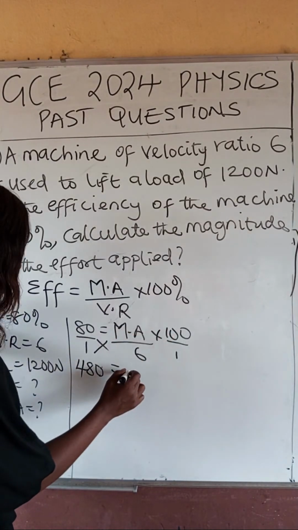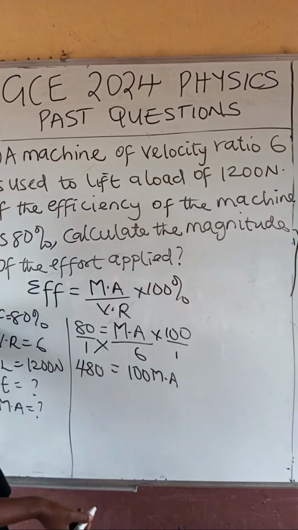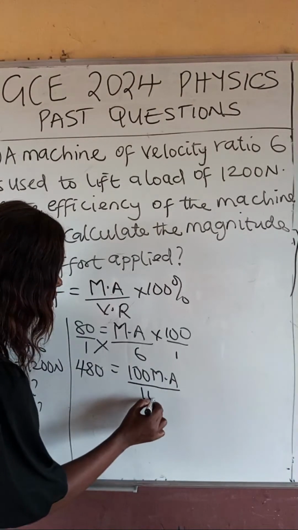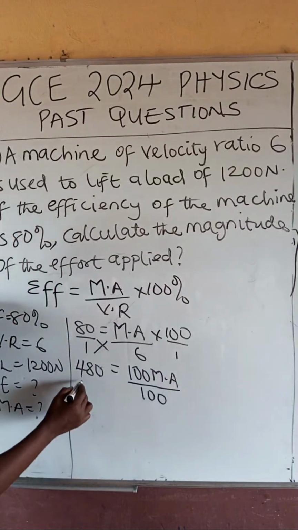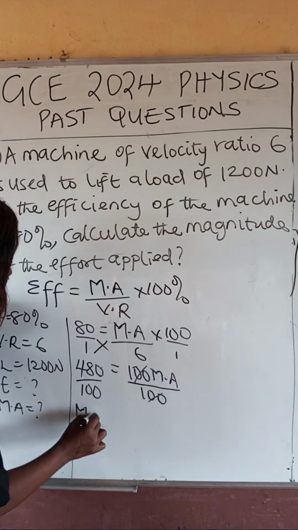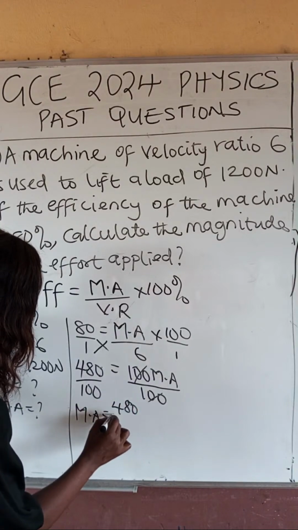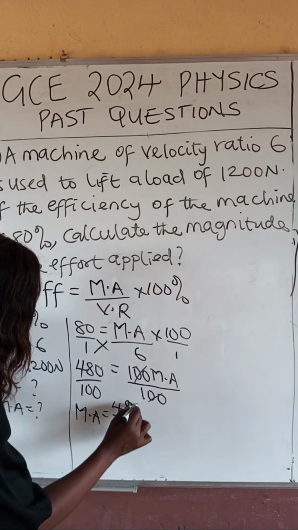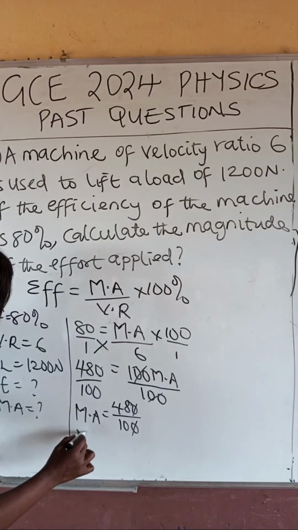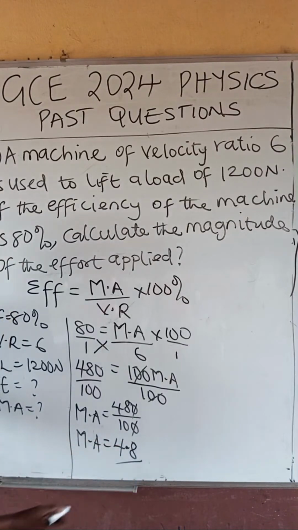480, 100 times MA, I'm going to have 100 MA, right? Then because I'm looking for mechanical advantage, I divide both sides by the coefficient of MA, which is 100. This cancels, so my MA is equal to 480 over 100. So what do I have? I'll have my MA equal to 4.8, right?